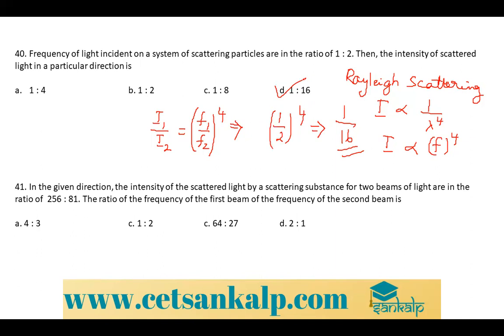Clear? Right. In the given direction, the intensities of scattered light by a scattering substance for two beams of light are in the ratio 256:81. Find the ratio of the frequency of the first beam to the frequency of the second beam.